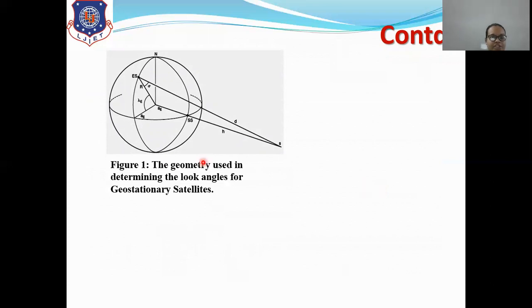So this is the figure, the geometry used in determining look angles for a geostationary satellite. Now, what is actually shown here? This is Earth. This is the elliptical orbit, which is our equatorial plane. And this is the satellite, the point at which the satellite is rotating in a geostationary orbit. Now, we will project this satellite point onto the local horizontal plane, which is called SS, the sub-satellite point, denoted by SS.